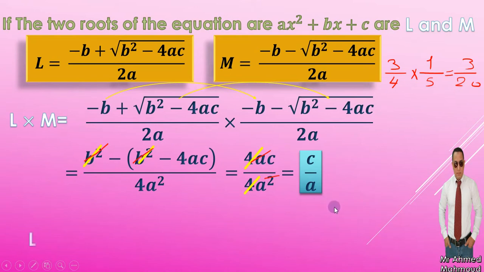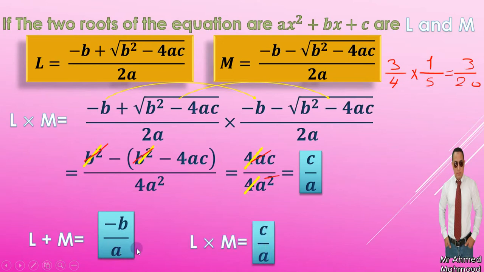So briefly we can say that L plus M equals negative b over a, and L times M equals c over a. This is the relation. The sum equals negative b over a, the product equals c over a, and this is the relation of this lesson. Let's start the questions.